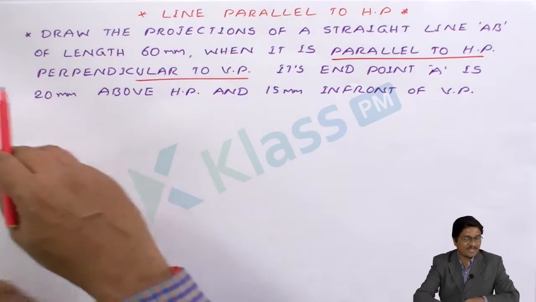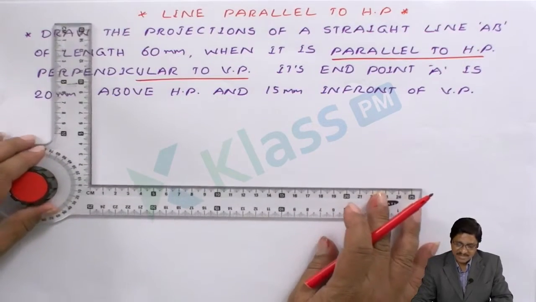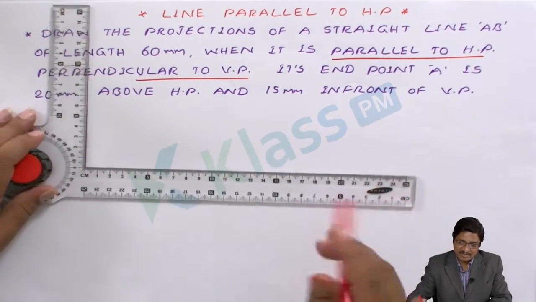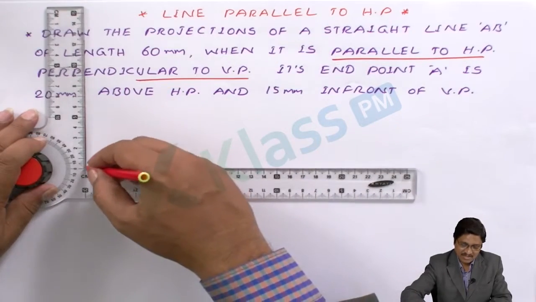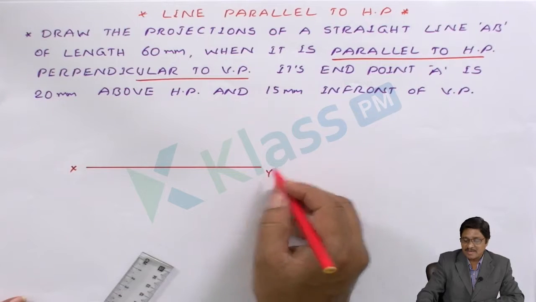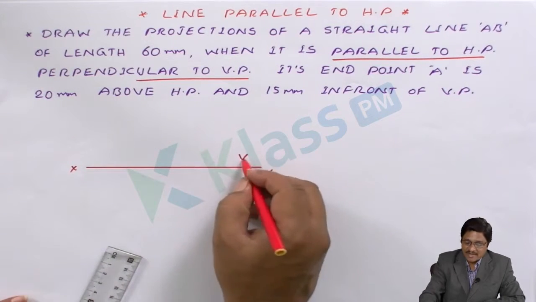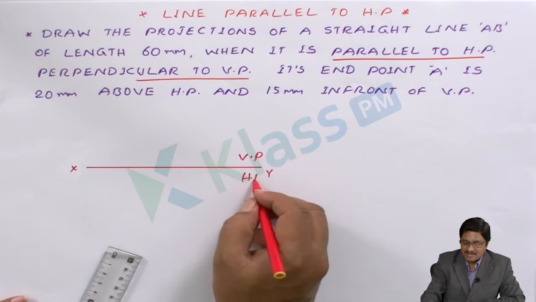Since it is parallel to HP, which view do we have to initiate with? Before that, first draw the XY line, then identify the plane areas so that I can readily draw the solution. The XY reference line: the line is above HP and in front of VP, in the first quadrant. Whenever you are working in the first quadrant, the area above is the vertical plane and the area below is the horizontal plane.